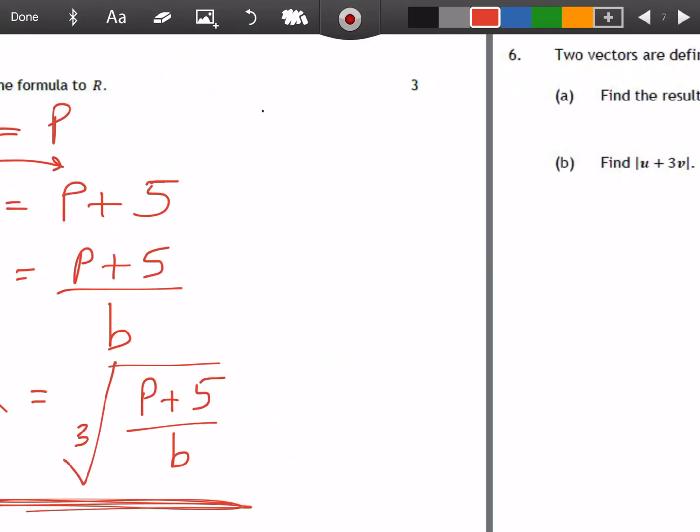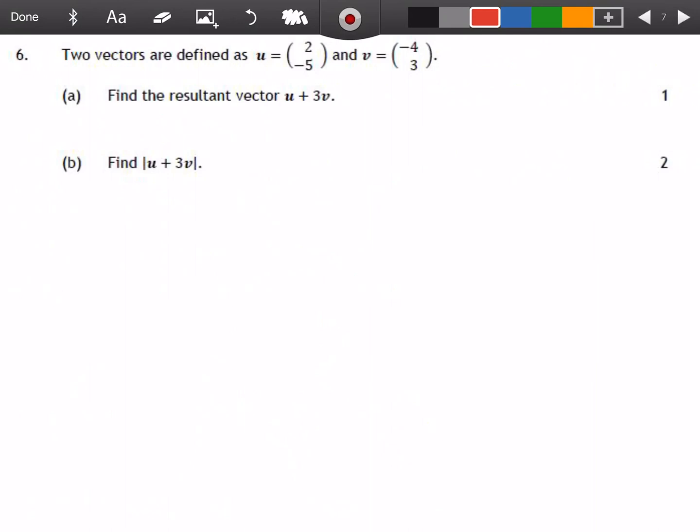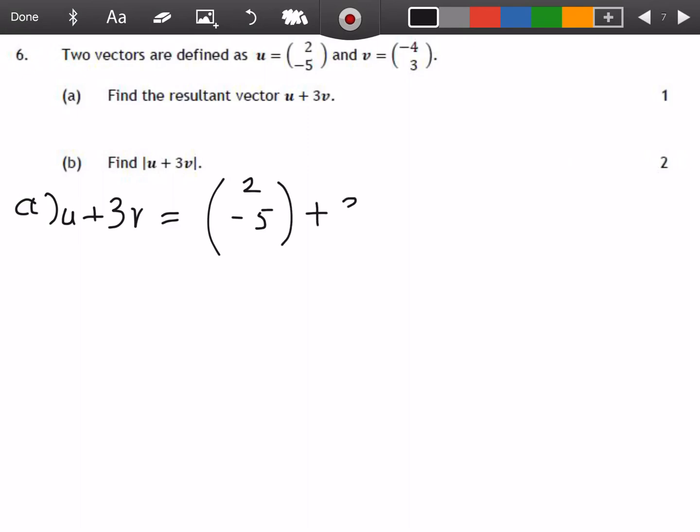Right, next one. Number 6. Two vectors are defined, the letter U and letter V. Find the resultant vector U plus 3V. I'm going to go back to the black pen, I prefer it. Right, we'll do part A first. It's U plus 3V. What we're doing therefore is 2 negative 5, and we're going to add on 3 V's. So it's 3 of them.